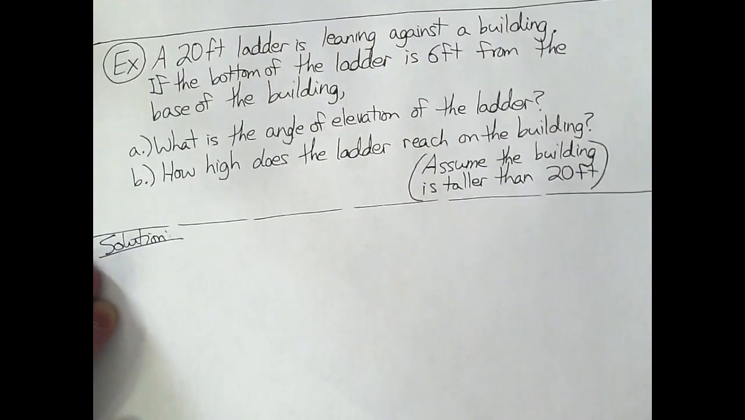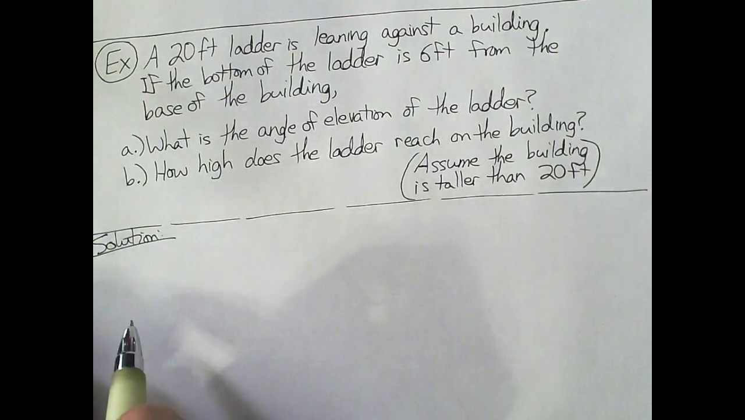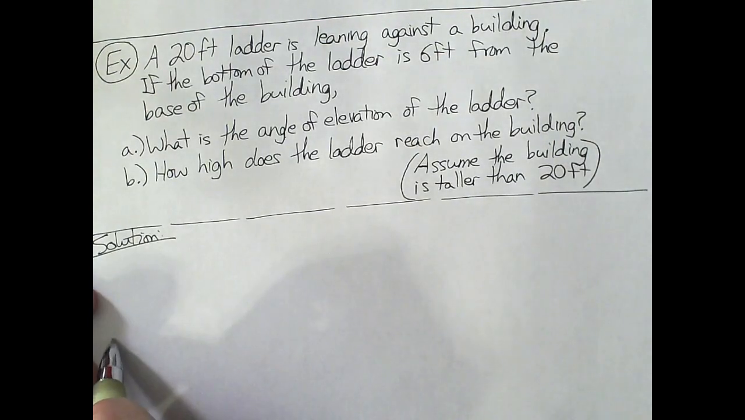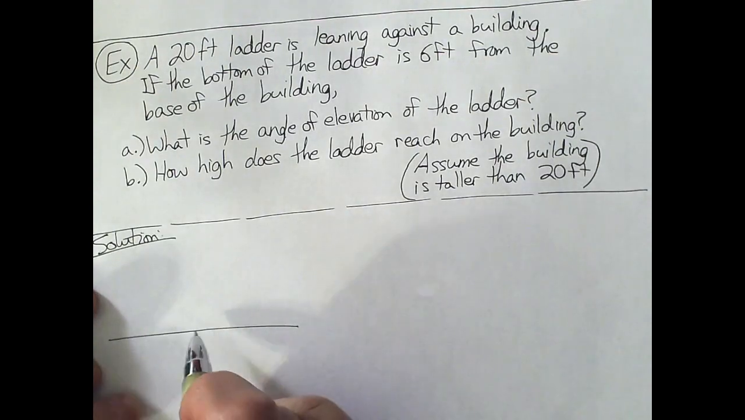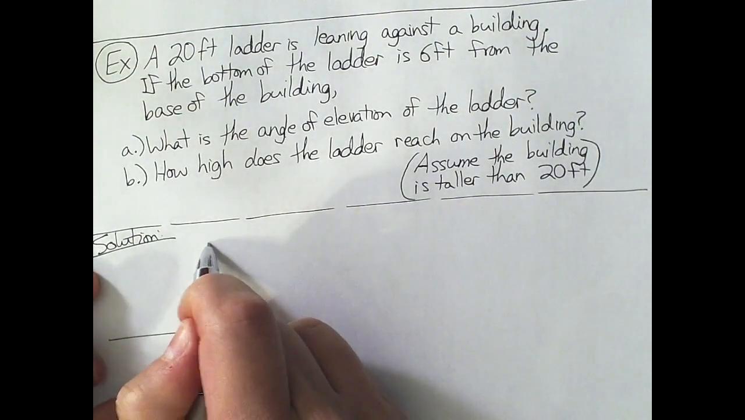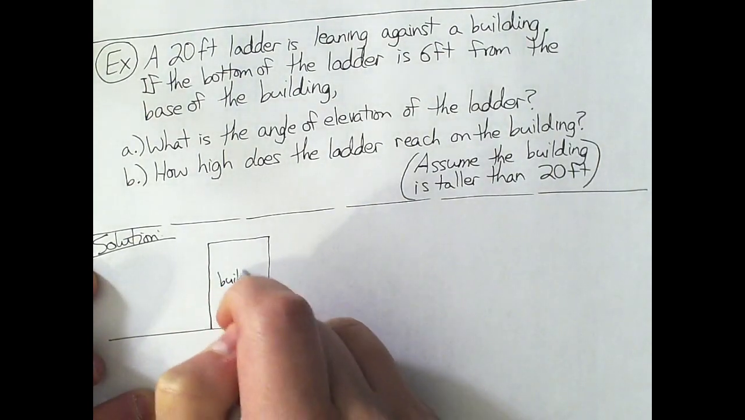Again, let's do a side view of this whole scenario. You might get some other problem later where an overhead view might help, but this is a ladder leaning against a building, so I'm going to do a side view. So here's the ground. The ground we always assume is flat unless it's specified otherwise. I've got a building. Let's write building on it.